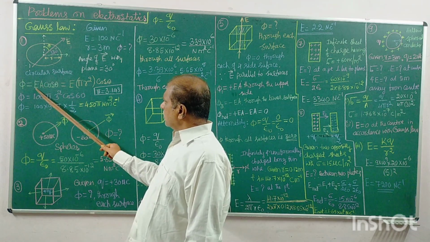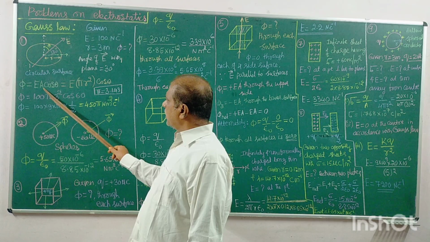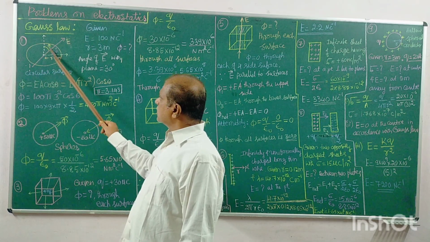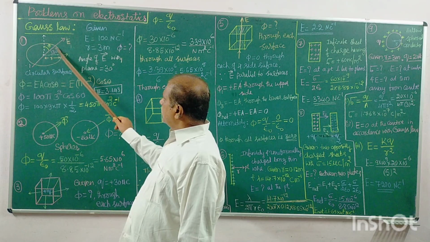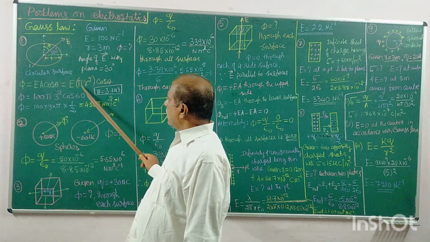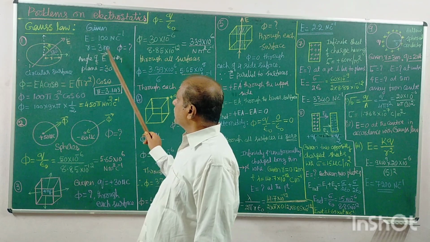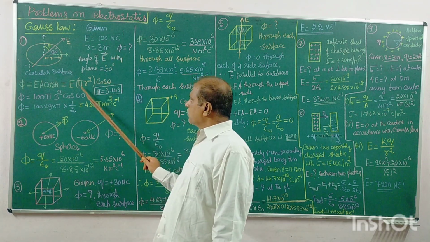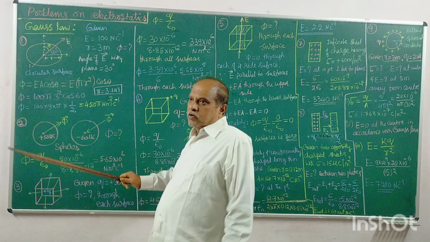E is given, the magnitude of E is given, and A is not given directly. The area of the circular surface, the definition, is pi r square. The value of r is mentioned, 3 meters. That is pi into 3 square. Substitute for them and calculate what we get.